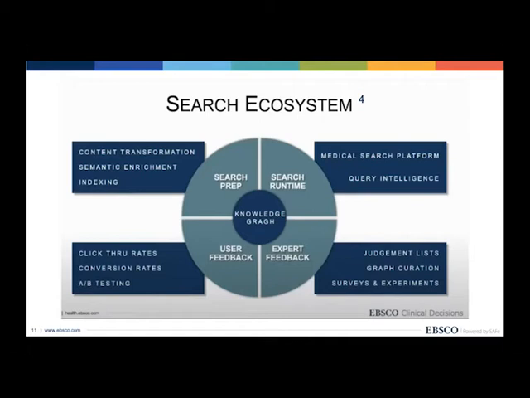On the right-hand side, you have search runtime. And so the medical search platform and query intelligence, which I will discuss later as well. Both of these are in the search runtime, and these two functionalities help improve the search experience for users. And then there are two types of feedback: user feedback and expert feedback. For expert feedback, you really rely on EBSCO's staff to look at some of the results that the computer gives and to give them a grade and say, well, this topic should occur before that topic. And so to really rank them, and these are called judgment lists. There's also graph curation, and there are also surveys and experiments that are done.